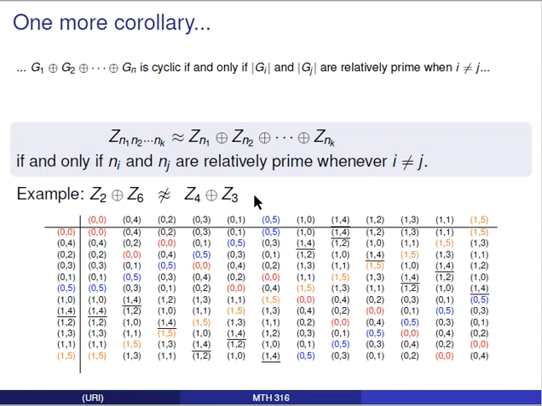Now, on the other hand, we can say that Z2 direct product Z6 is not the same thing as Z4 direct product Z3. One easy way to say that is that the latter is isomorphic to Z12. Because 4 and 3 are relatively prime, this theorem above says that these two together would make a group isomorphic to Z12. This group is not isomorphic to Z12, so they certainly can't be isomorphic to each other.